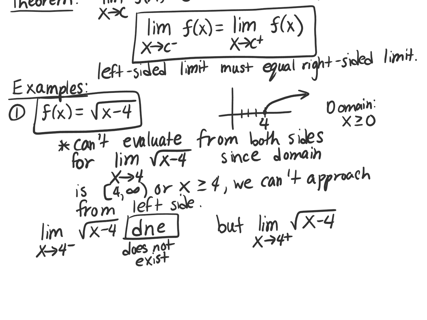Here, since we can approach from the right, we know we have a domain on that side. We can plug in the 4 and get the limit of 0. So since we have the domain on the right side, you can plug in the value. We don't have the domain on the left side, so that would be a does not exist. So that's a specific example that you'll want to review. And there's another one at the end of this lesson that we'll also want to take into account.